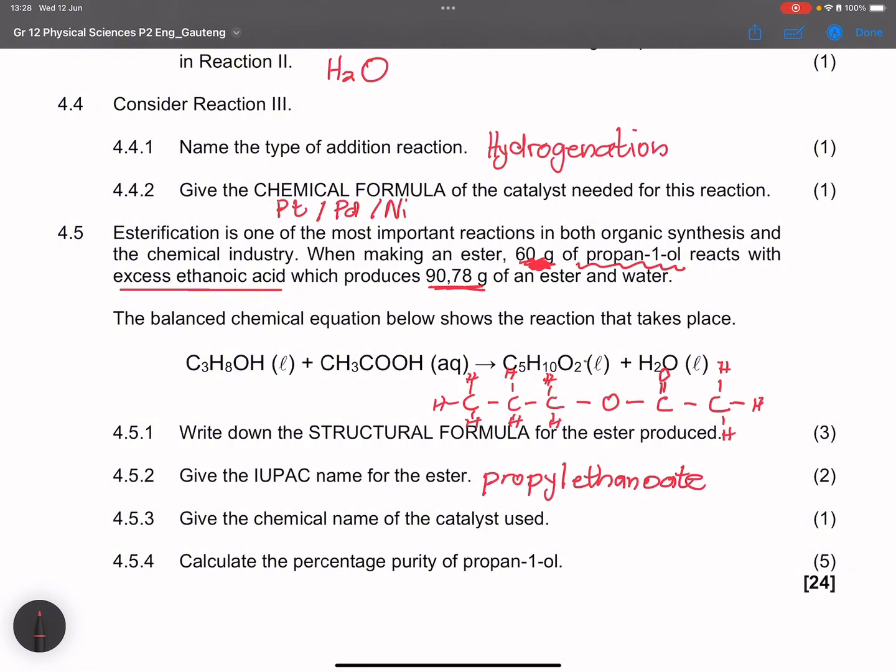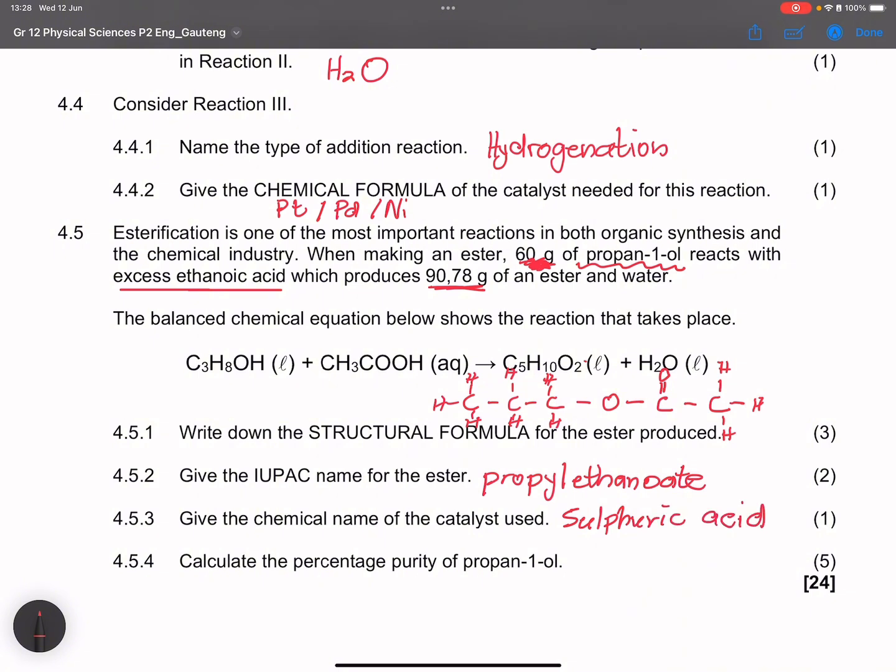All right, now let's go to the next one. They say to us, give the chemical name of the catalyst used. So they said the name and not the formula. So remember that anytime that we are undertaking esterification, we do use sulfuric acid as a catalyst. So that is sulfuric acid there.